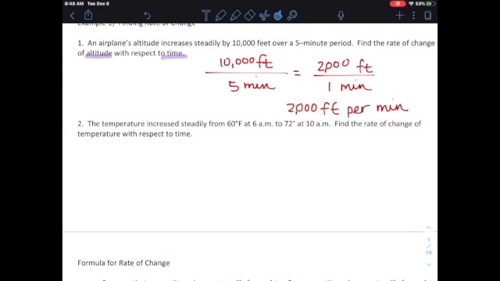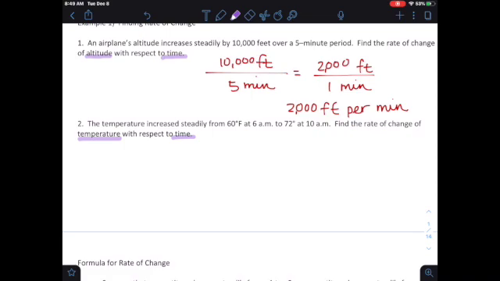The temperature increases steadily from 60 degrees at 6 a.m. to 72 degrees at 10 a.m. Find the rate of change of the temperature with respect to time. So in this case, you have to again understand the temperature goes first, which is in the numerator, with respect to time, which is going to be in the denominator. So this is more like a slope already.